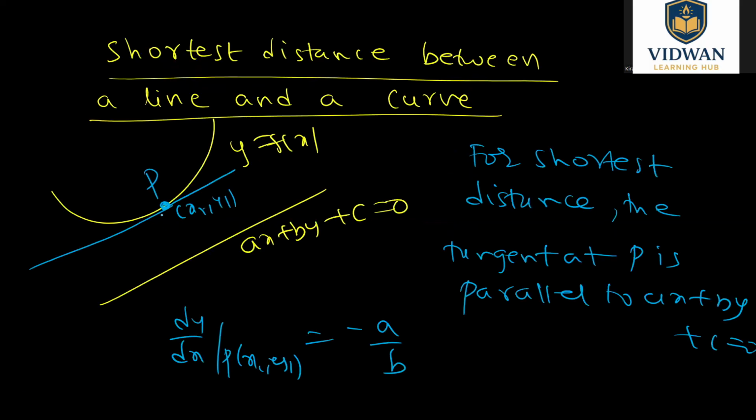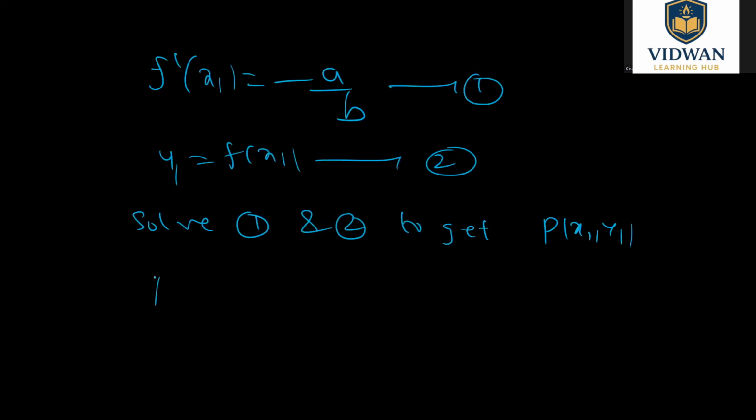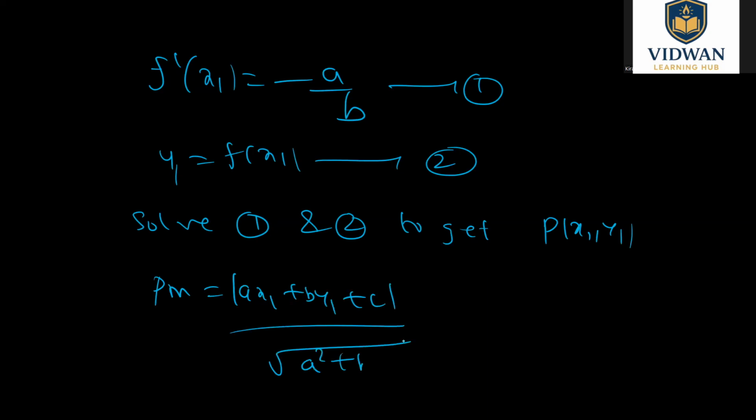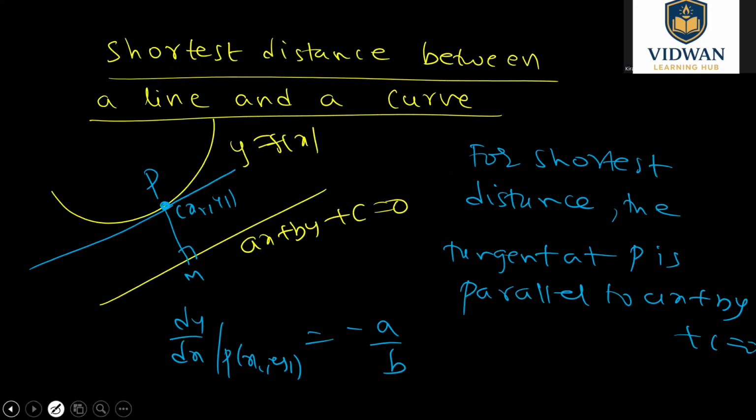And once you know the point P, then you can find the distance from P to this line by the distance formula. So what is the distance PM? Mod of ax1 plus by1 plus c by root of a square plus b square. So this is how you can find the shortest distance between a line and a curve. Choose any random point. First, find the coordinates of that point by using the condition that the tangent at the point is parallel to the line for shortest distance.